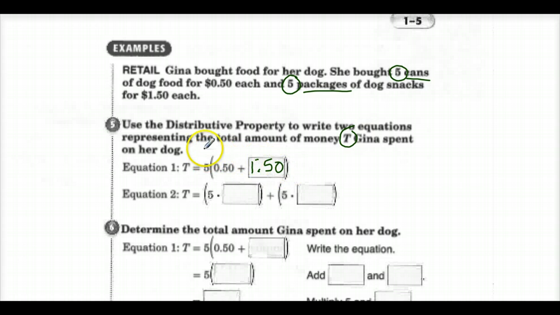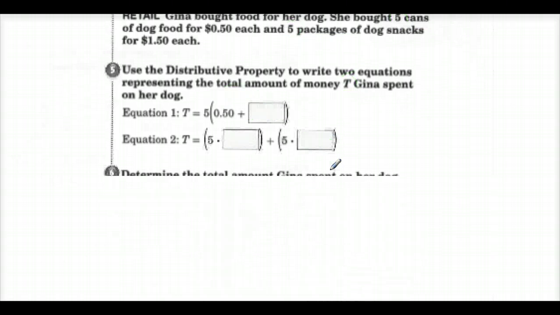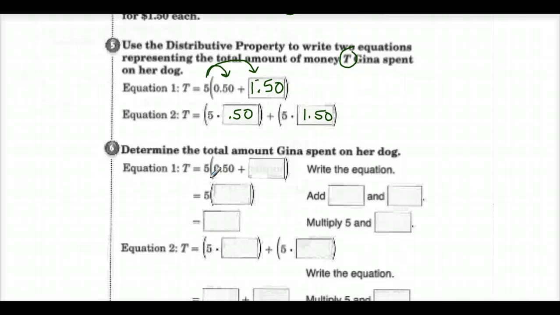Now remember, to use the distributive property, we distribute that 5 to both of the numbers on the inside. We're multiplying the number on the outside to everything on the inside. So our new equation, or equation 2, would be T equals, remember that's total money, 5 times 0.50 plus 5 times 1.50, and that's the 50 cents from the dog food cans and the $1.50 from the packages of dog snacks.